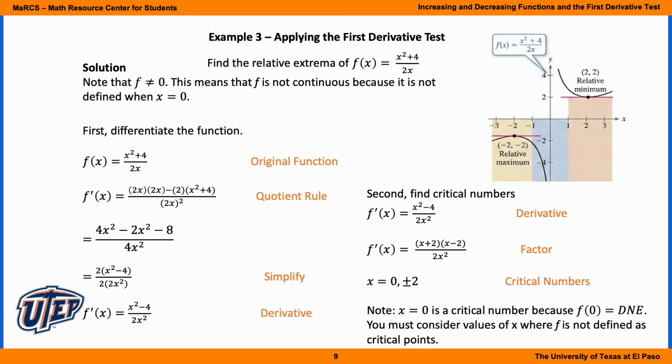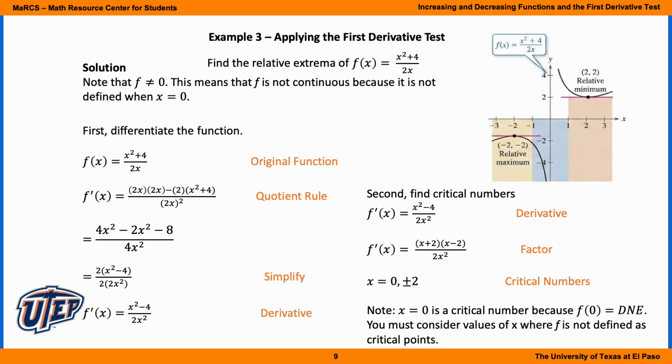We see that if we plug 0 into our original function, we will be dividing by 0, and that yields undefined. So first we differentiate the function. The derivative of f of x is equal to x squared minus 4 divided by 2x squared, and that was using the quotient rule because we have a rational function.